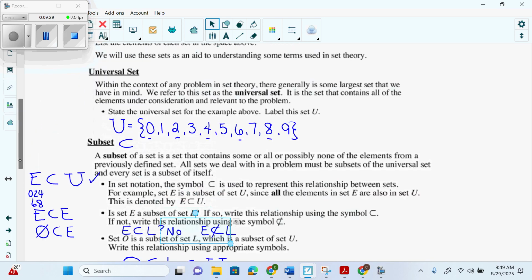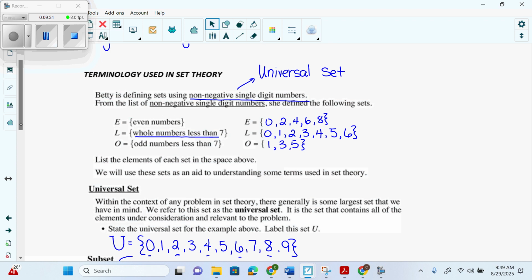So O is a subset of L. That means everything in O has to be in L. So O has 1, L has 1, O has 3, L has 3, O has 5, L has 5. So O is a subset of L. True statement? Now we have to see, is L a subset of the universal set? So L has to be contained in U, which it should be because we took it from the universal set, right? But let's check.